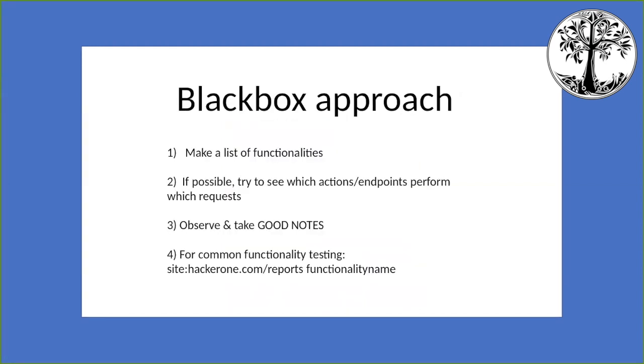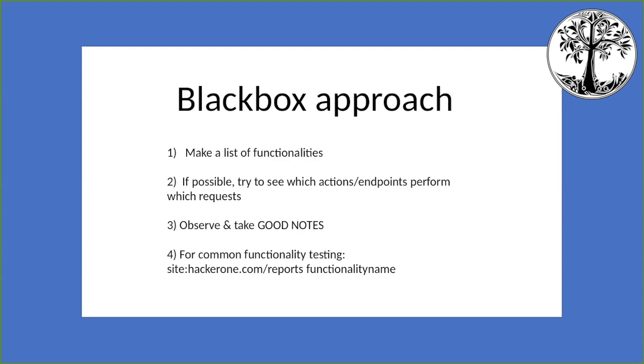So once that part is done, that was the fuzzing part, I guess. Let's start with the actual approach, the black box approach. First of all, what I would do is make a list of functionalities. Go to every submenu, to every tab, try everything. Try not to let any option uncovered or untouched. That's the main idea.